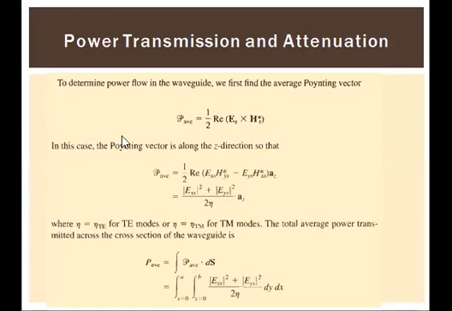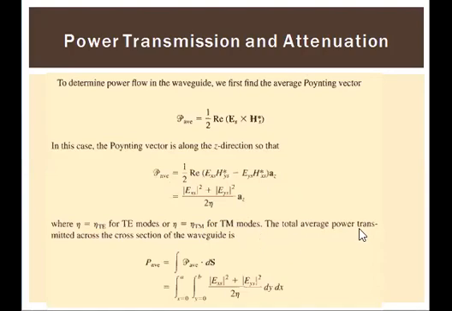Now, in this case, the Poynting vector is along the z direction, so that P equal to half the real value of E_xs H_ys minus E_ys H_xs star into a_z, that is the unit vector, and this is equal to mod of E_xs square plus mod of E_ys square by 2 eta into a_z, that is the unit vector, where eta equal to eta_TE for TE mode and eta equal to eta_TM for TM mode.